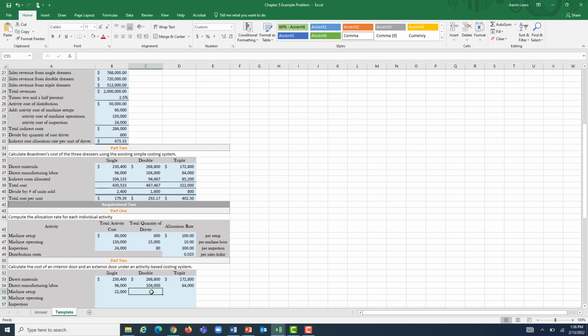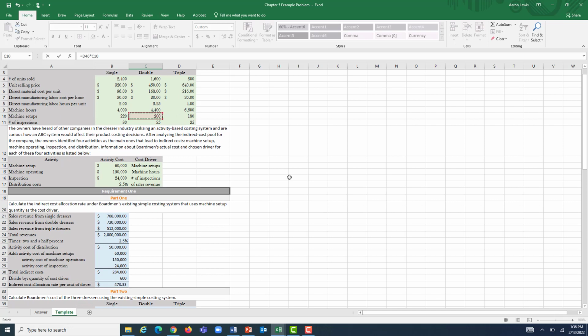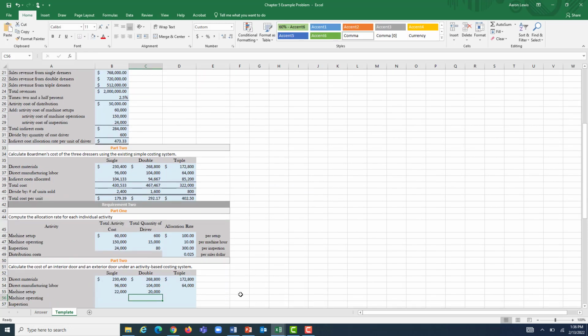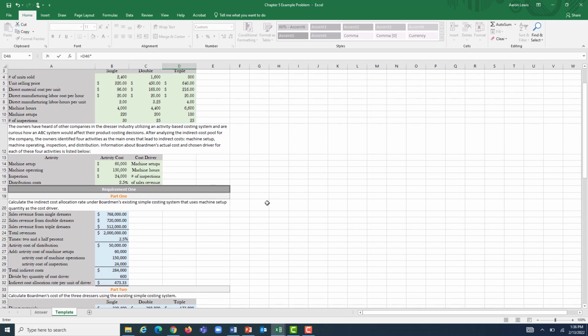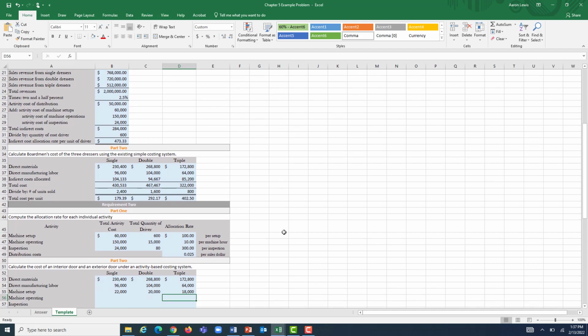And we're going to use that same methodology to spread out costs from that pool, that $60,000 of cost, to our other models at a rate of $100 per setup. And knowing that we're going to expect to do 200 setups for the doubles, that means that the double dressers will end up having $20,000 of indirect costs allocated to that model for the setup activity. And then lastly, at a rate of $100 per setup, the triple dresser, which is going to require expectedly 180 setups, should have $18,000 of indirect costs allocated to it for that activity.